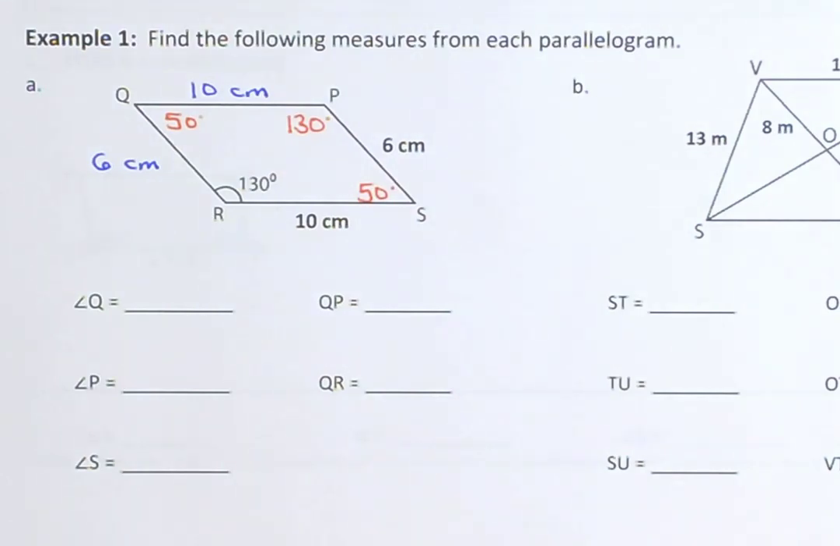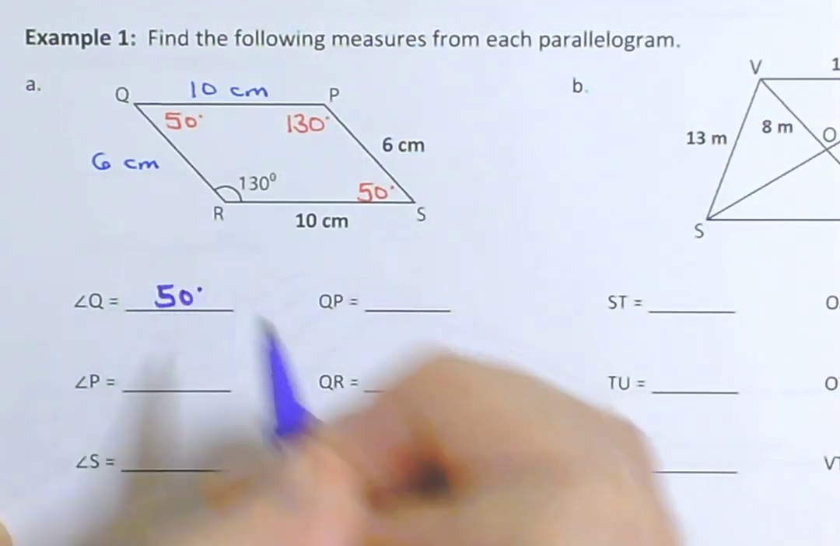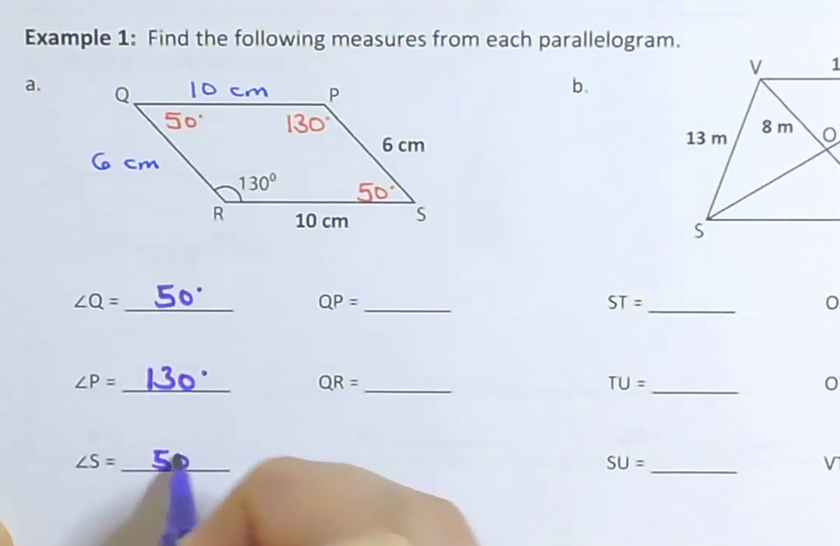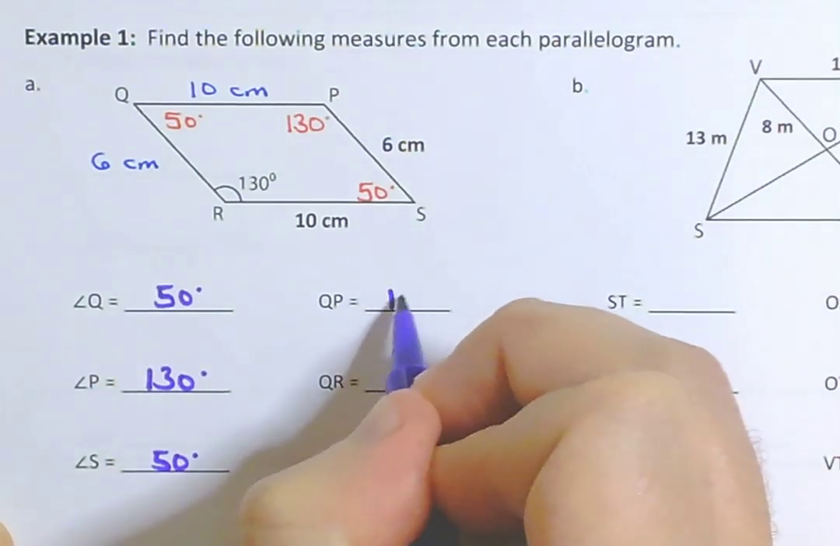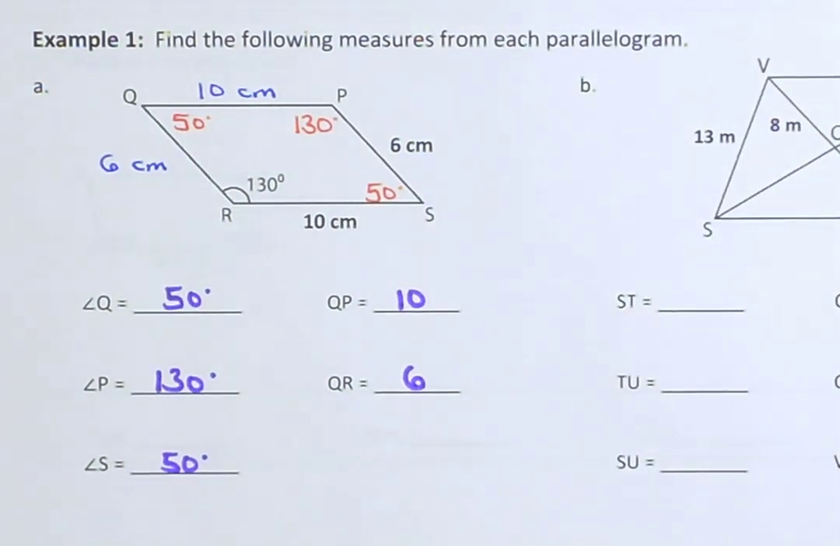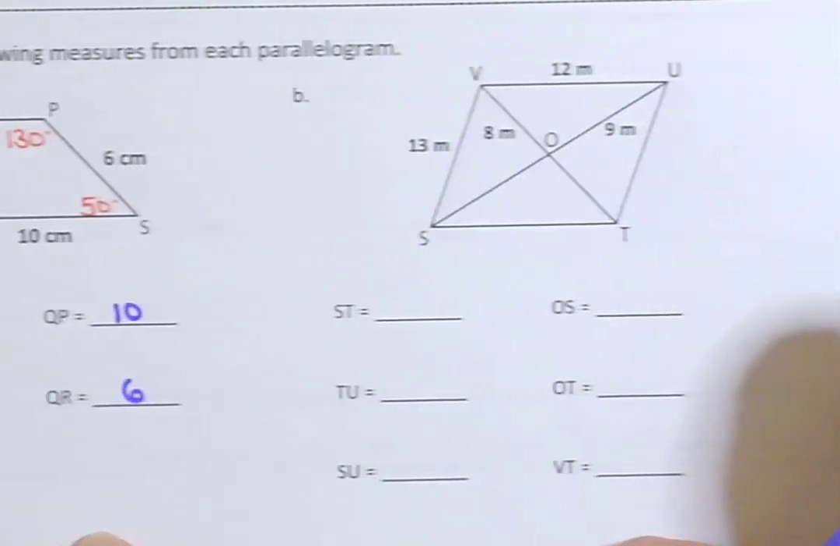So now that I've gone through and filled in all the parts, I can go through and answer each of these parts as well. So we found Q to be 50 degrees, P to be 130, S to be 50, and then QP was 10 centimeters, and QR was 6. So that is how you use the properties of parallelograms to find different measures based off what you were told. All right, let's also take a look at B, as B is going to involve some diagonals, so it's helpful to just see those come into play as well.